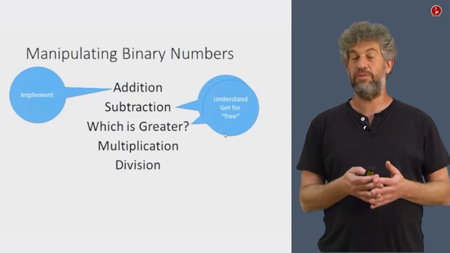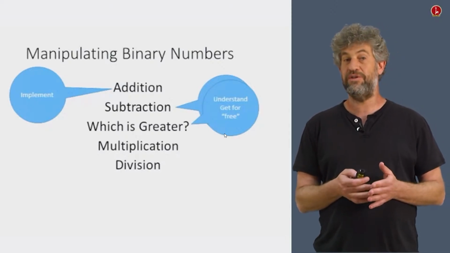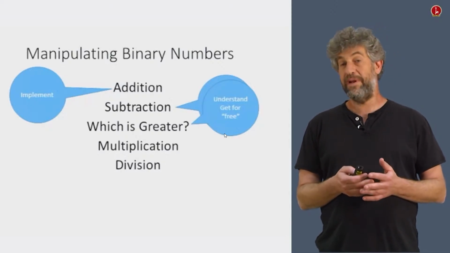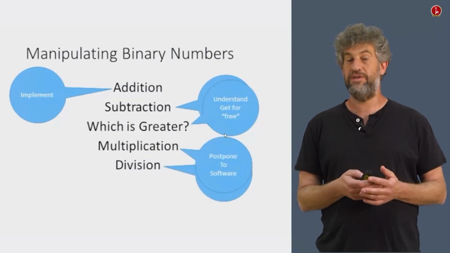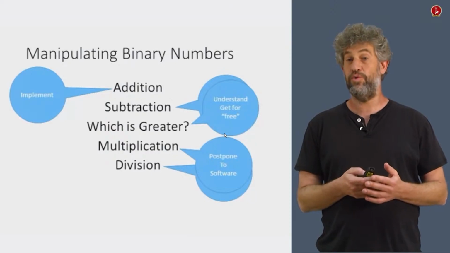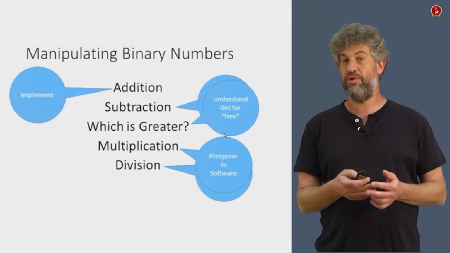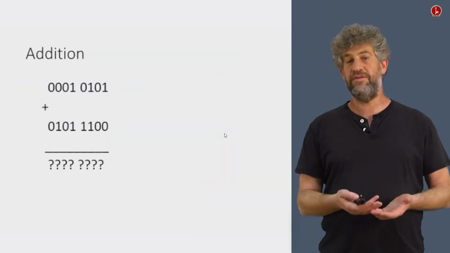It turns out that once we understand how to represent negative numbers, which we will do in the next unit, we'll be able to get subtraction for free, and to understand which of two numbers is greater for free. Multiplication and division are more complicated, but nicely enough, we can actually postpone them to software. We will not build in hardware any multiplication or division circuitry, but rather we will let software do it, and things are much easier to do in software because you just have to write little programs rather than actually connect stupid little devices.